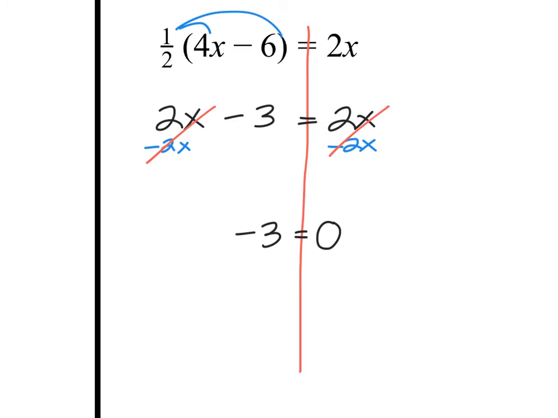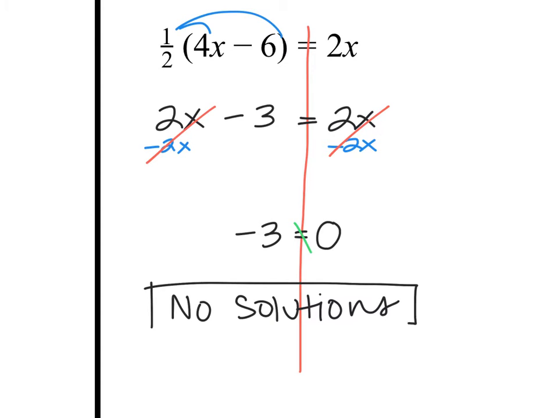Is negative 3 equal to 0? Are those the same? No. This is false. So because it's false, your final answer you're going to say is no solutions, because this equation doesn't work. You end up with something at the end that is not true. Negative 3 isn't the same thing as 0. So your final answer is no solutions, and you leave it like that. You got to say no solutions for it to be counted as fully correct.